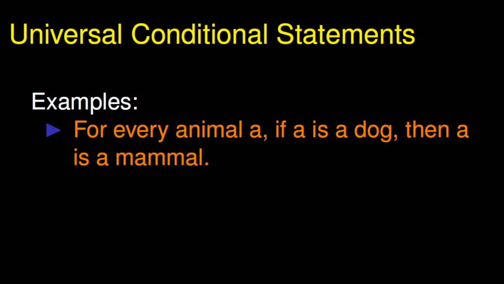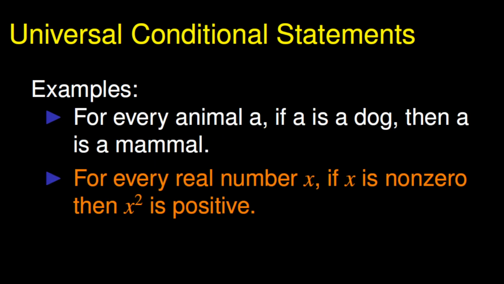Let us review some examples of universal conditional statements. For every animal A, if A is a dog, then A is a mammal. This is another example of a universal conditional statement.